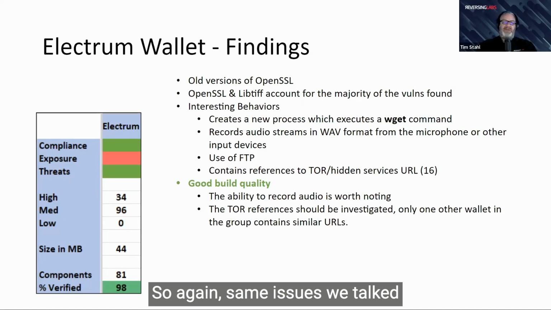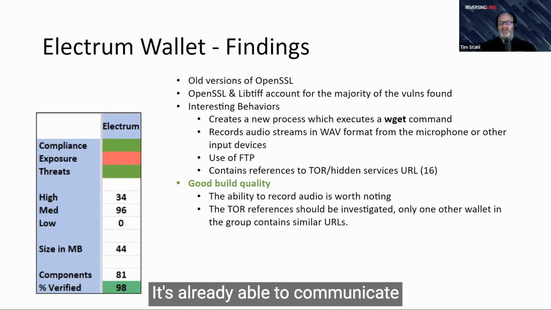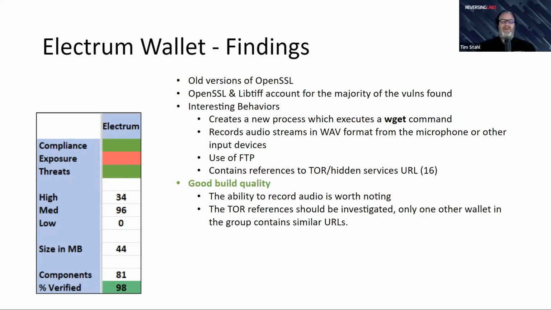So again, same issues we talked about with third-party components. The use of wget to pull down things online, to pull down other files, is odd, right? It's already able to communicate with FTP and HTTP. It can go get files. The use of wget seems strange. So I would keep an eye on that.